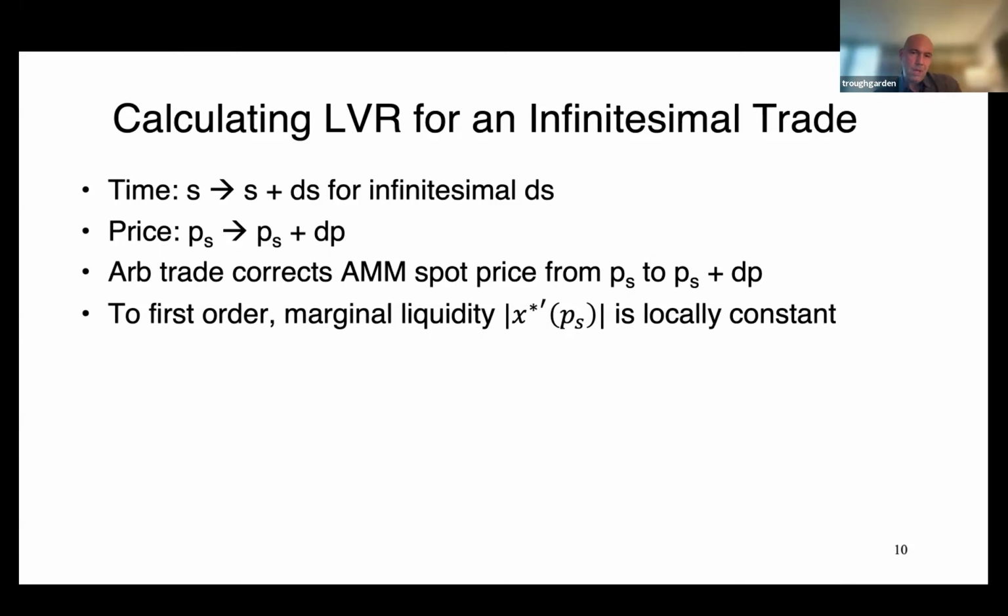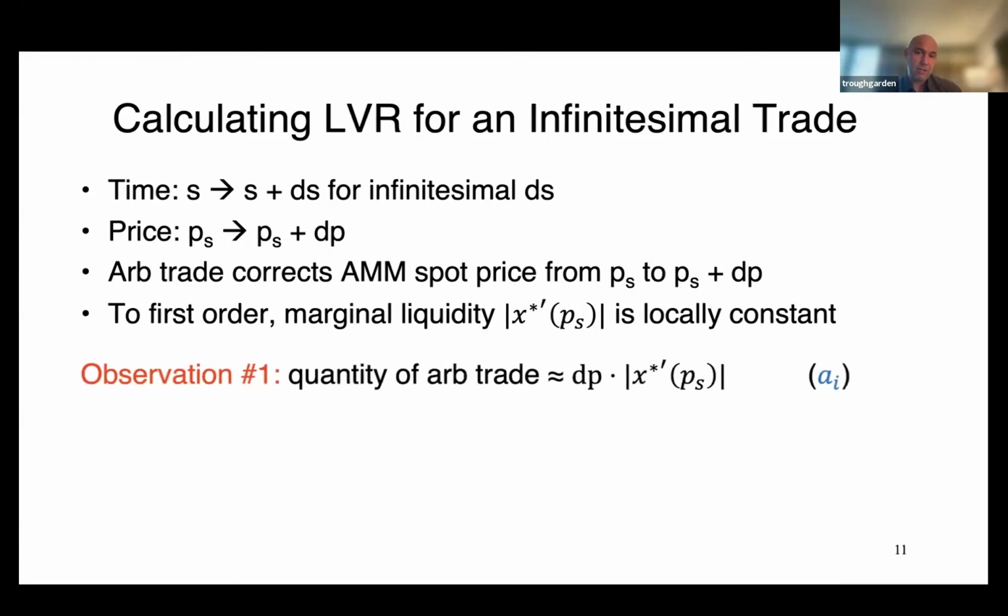Now, the marginal liquidity in general does depend on the current price. But we're just working with infinitesimal trades, so to first order, we're just going to think of the marginal liquidity as constant. It's fixed at where it was at the price PS. Now let's talk about how big this arb trade is going to be, and how stale the price is at which the trade is executed. Let's answer those one at a time. Let's start with the quantity.